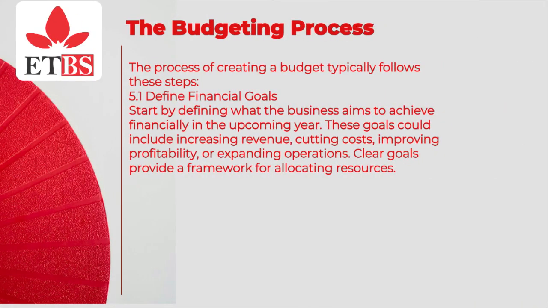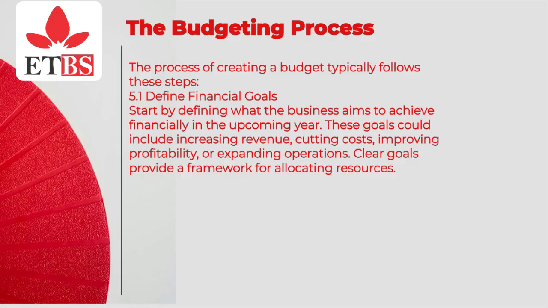5. The budgeting process. The process of creating a budget typically follows these steps. 5.1 Define financial goals. Start by defining what the business aims to achieve financially in the upcoming year. These goals could include increasing revenue, cutting costs, improving profitability, or expanding operations. Clear goals provide a framework for allocating resources.